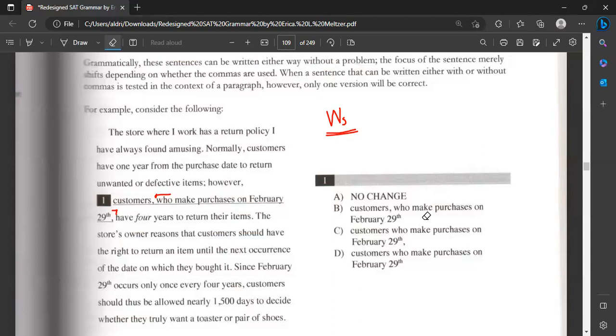So just like Jerome said, B is wrong because the word customers is non-essential, right? And C is wrong for a similar reason, right? Non-essential clauses are surrounded by two commas. So we're going to have the first comma coming after the word however, and then the next comma coming after February 29th, making that whole clause non-essential. And if you read however, have 4 years to return, that doesn't make sense.